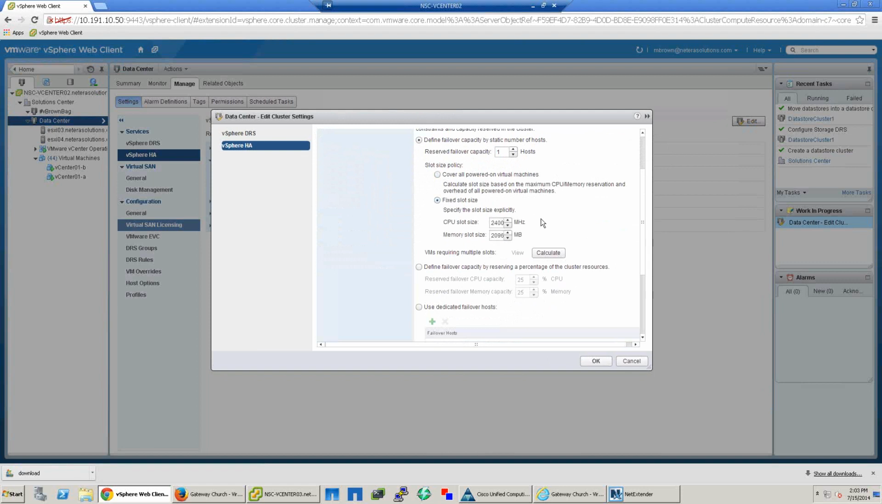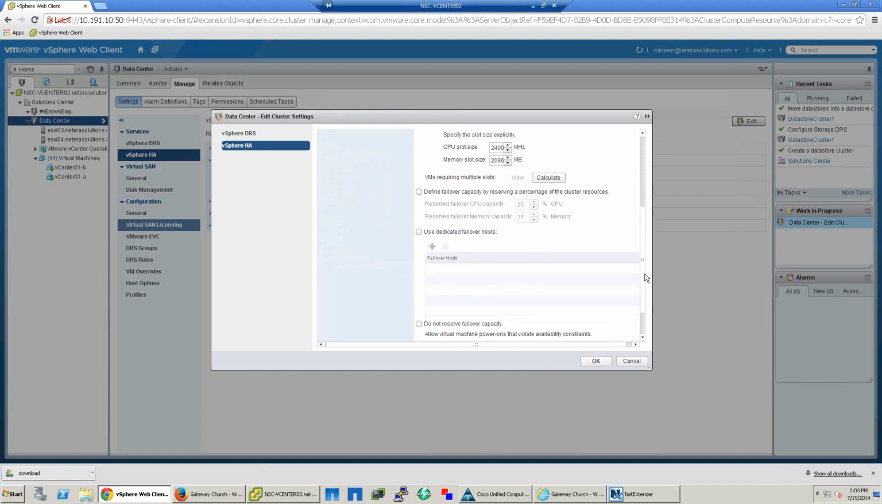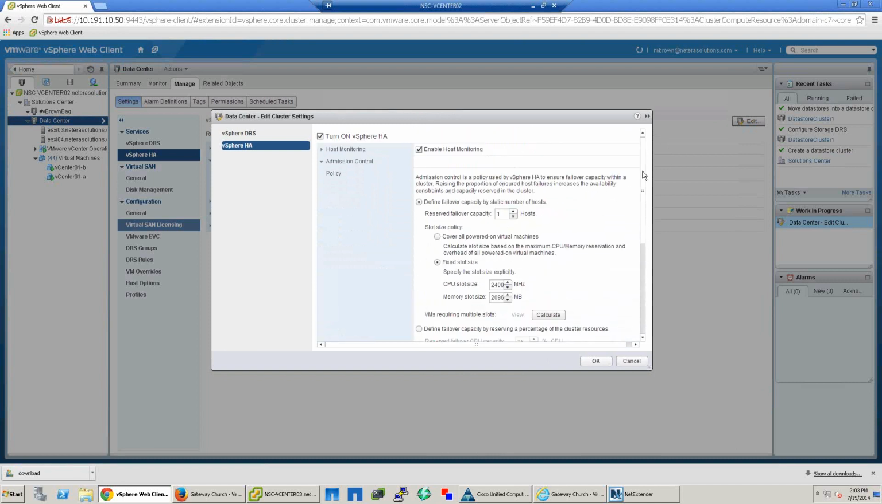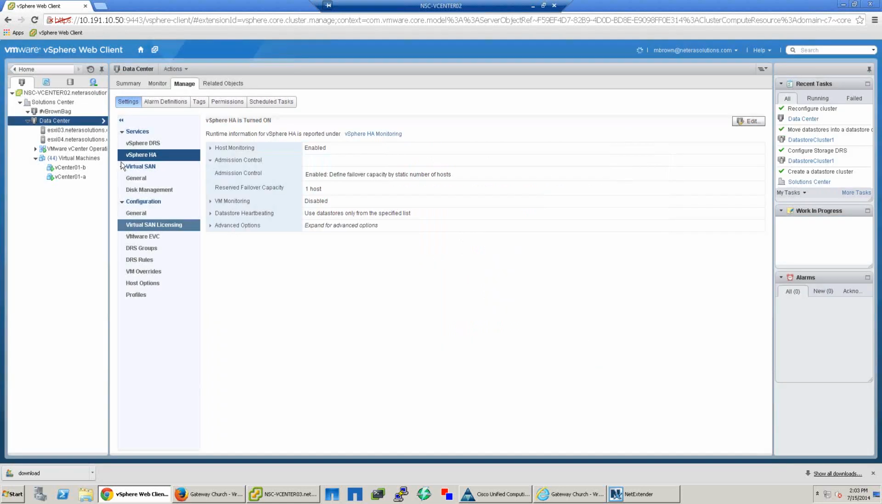But now you can use a fixed slot size. You can manually say, hey, I know I have this one outlier or maybe a few outliers, but that's nothing I want to affect my slot size. You can configure manual slot sizes in this way. All right. Let's just do that.